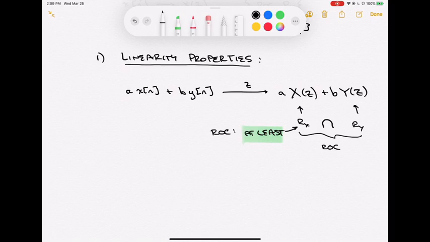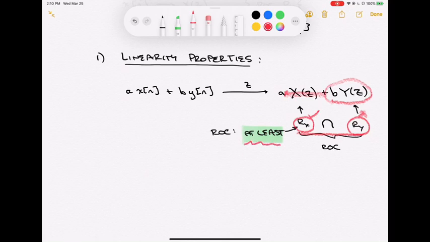I think it's reasonably obvious in this particular case why we have to satisfy both Rx and Ry. If we satisfied Rx but did not satisfy Ry, this other piece here, B Y of z, would blow up to infinity, and that would kill this other stuff. It would all not converge. Same sort of thing if it went the other way. We need both of those satisfied. So what's the "at least" about?